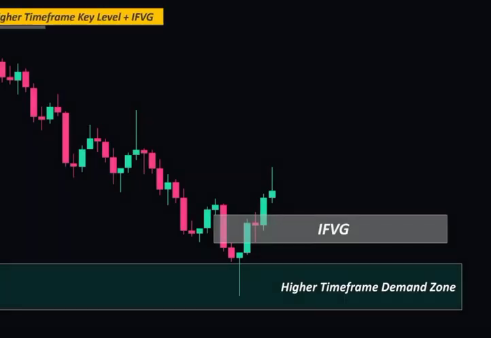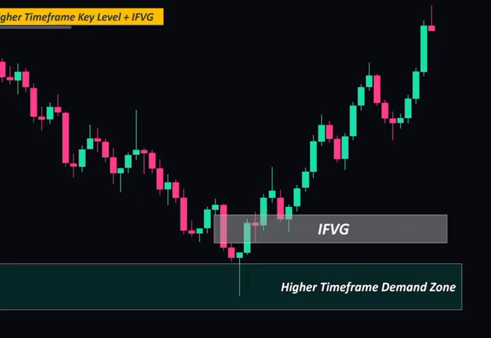The second type is when an inversion forms at a higher time frame key level. This also shows that this formation is not random, but that it happened at a location where strong reactions are more likely to occur. Higher time frame levels are watched by larger participants, so when the price reaches one of these zones and creates an inversion, it suggests that bigger orders may be stepping in. In this situation, the inversion acts as confirmation that the higher time frame level is being respected. Instead of guessing whether the level will hold, you now have price action evidence showing rejection and a strong reversal signal. This confluence makes it a great trading opportunity.